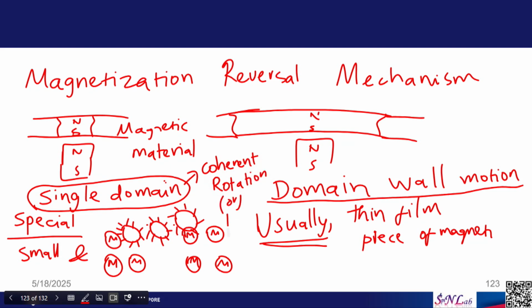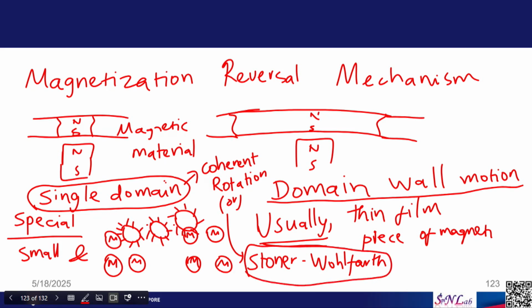or something called Stoner-Wohlfarth reversal mechanism. Okay, Stoner is one scientist, Wohlfarth is another scientist. So, they came up with this theoretical model to explain how a single domain particle will respond to a magnetic field. Okay. So, they undergo coherent rotation.